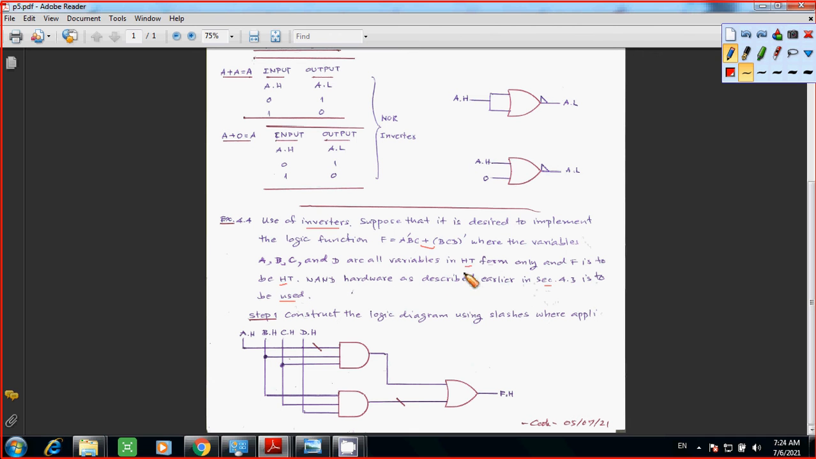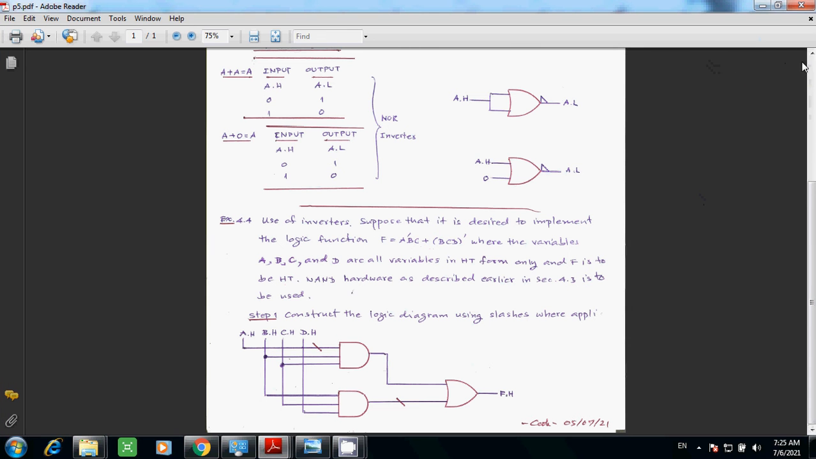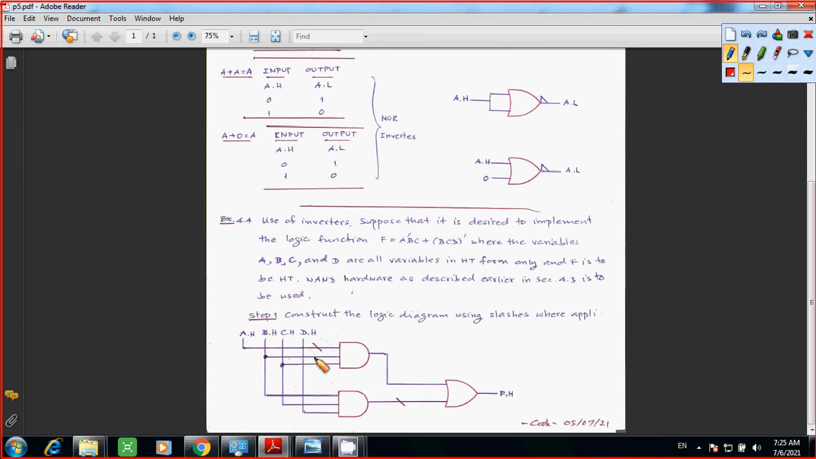So we're going to use only the NAND gate hardware. Okay, we're starting by your required two AND gates and also one OR gate. But keep in mind that they are required NAND hardware to do the AND gate and the OR gate.